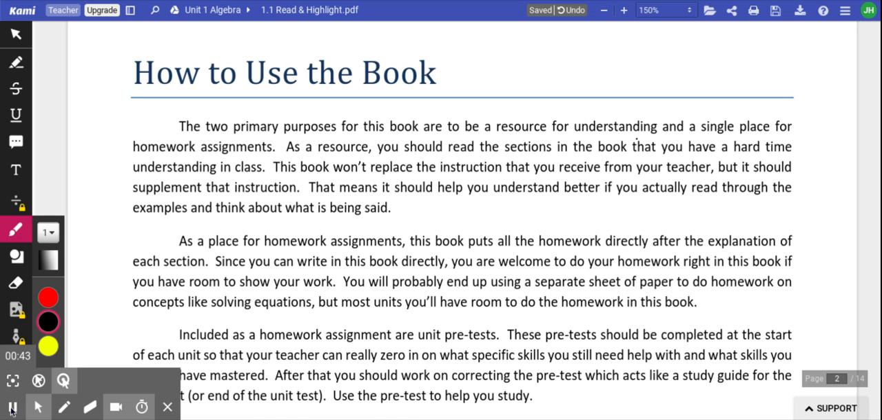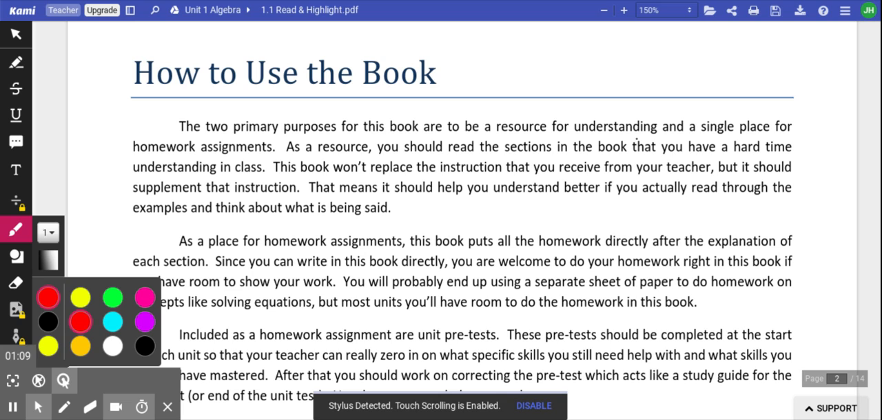Again, how to use the book. If you guys will read along as I read it out loud here. How to use the book. The two primary purposes of this book are to be a resource for understanding and a single place for homework assignments. As a resource, you should read the sections in the book that you have a hard time understanding in class.